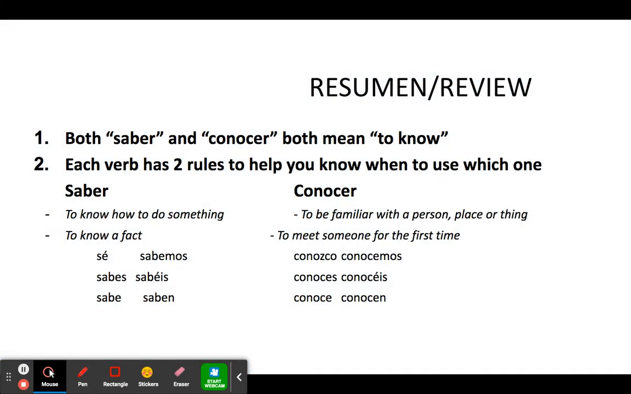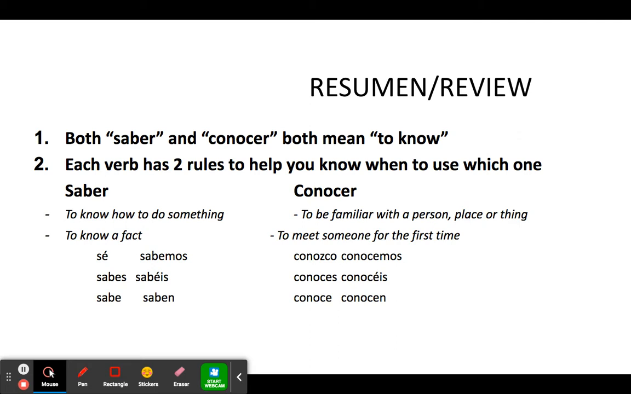So remember that Saber and Conocer both mean to know. Saber is more for abstract things that you know, like math, Spanish. Conocer is for more concrete things, like people, places. So they both mean to know. And each verb also has two rules, or more examples, right?